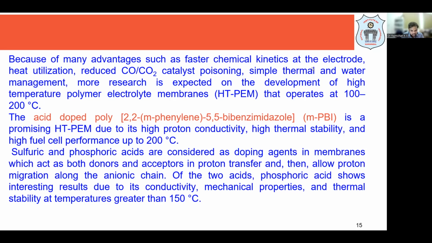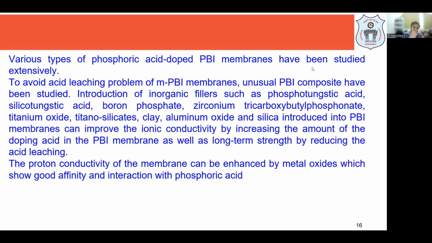So it can be easily operated above 150 degrees Celsius in comparison to sulfuric acid. So doping with phosphoric acid is one of the preferred options. Okay. If you look at the various types of phosphoric acid doped PBI membranes, there is an issue called acid leaching. To avoid that acid leaching problem of PBI membrane, some PBI composites have been studied.